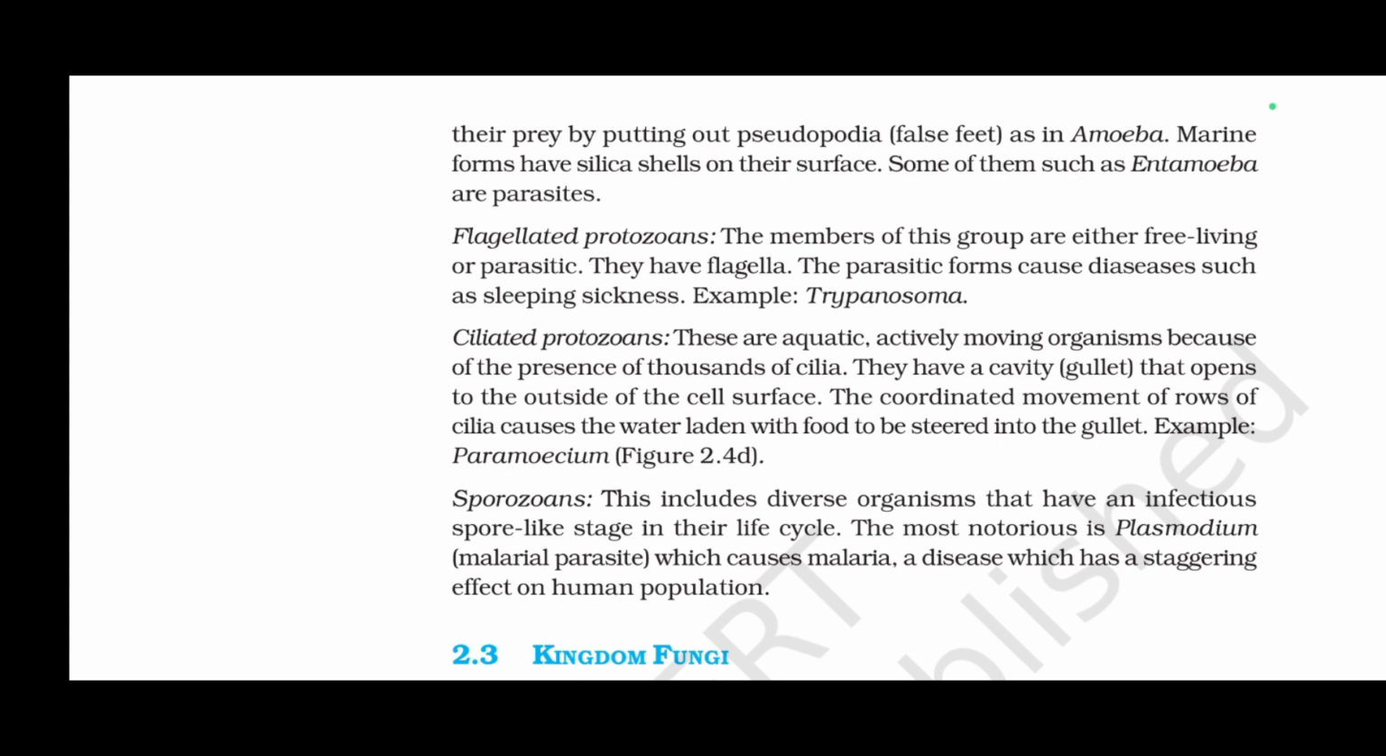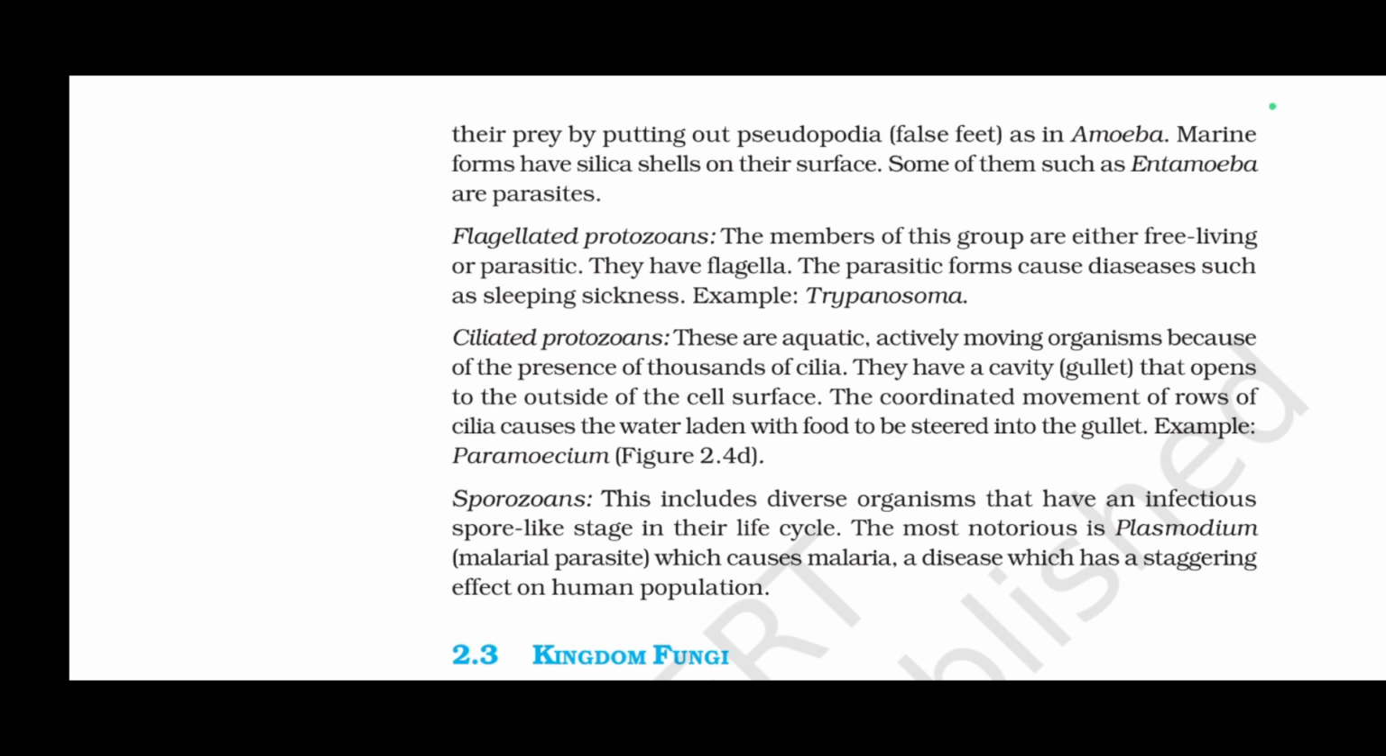The second one is flagellated protozoans. The members of this group are either free living or parasitic. They have flagella. The parasitic forms cause diseases such as sleeping sickness, for example, Trypanosoma. Third, ciliated protozoans. These are aquatic, actively moving organisms because of the presence of thousands of cilia. They have a cavity or gullet that opens to the outside of the cell surface. The coordinated movement of rows of cilia causes the water laden with food to be stirred into the gullet, for example, Paramecium. And the last one, the fourth one, is sporozoans.